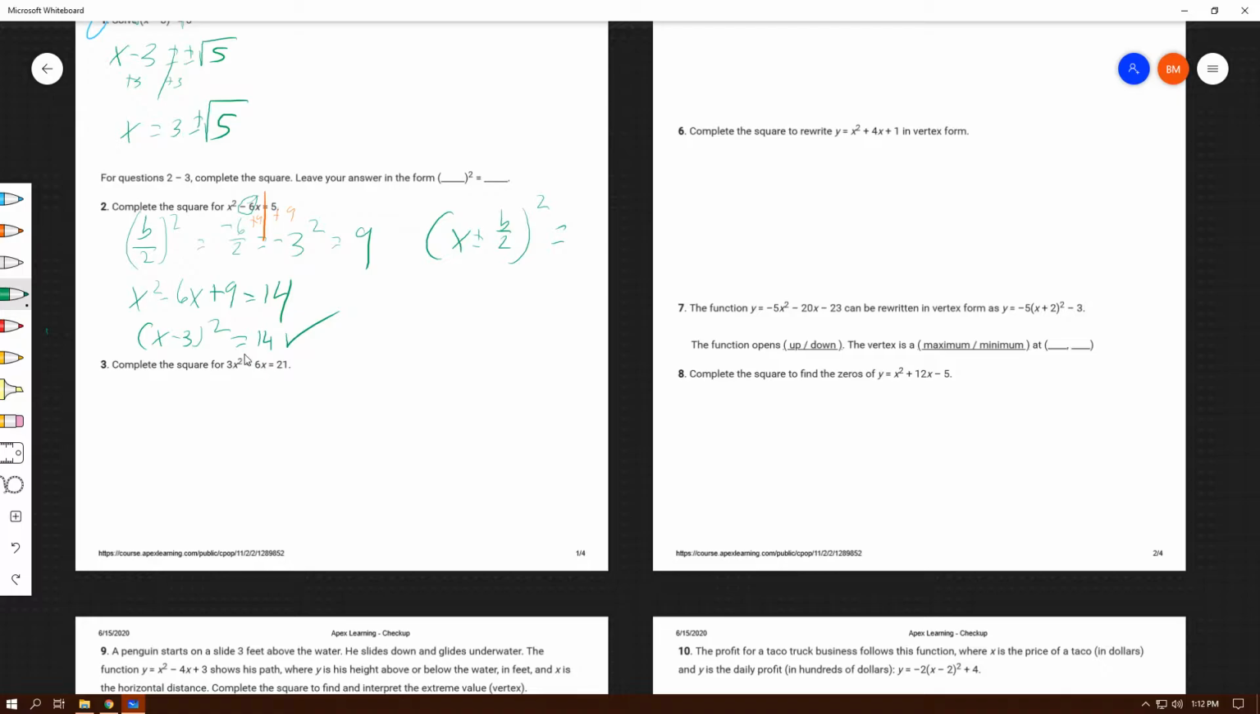This one, because my leading coefficient is not 1, I can't complete the square. But what I can do is divide everything by 3. And this gives me x squared minus 2x equals 7. Now I have a leading coefficient that's 1, I can complete the square. So I'm going to take the negative 2, divide it by 2, and then square it. So I got to add a 1 to both sides.